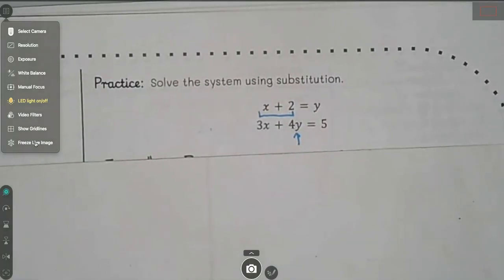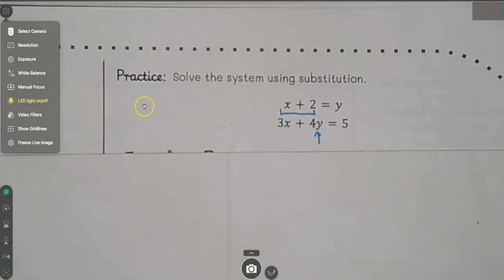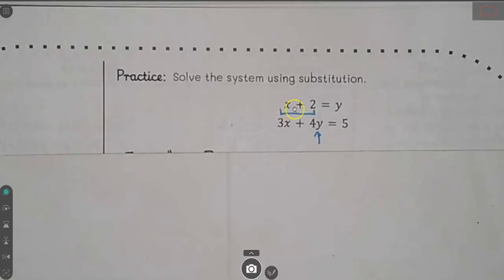All right, here is the practice. It says, solve the system using substitution. We're given x plus 2 equals y, 3x plus 4y equals 5. Notice y is already solved for, once again. That won't always be the case. Sometimes you will have to isolate one of your variables and then plug it in. But in this case, they're being nice.